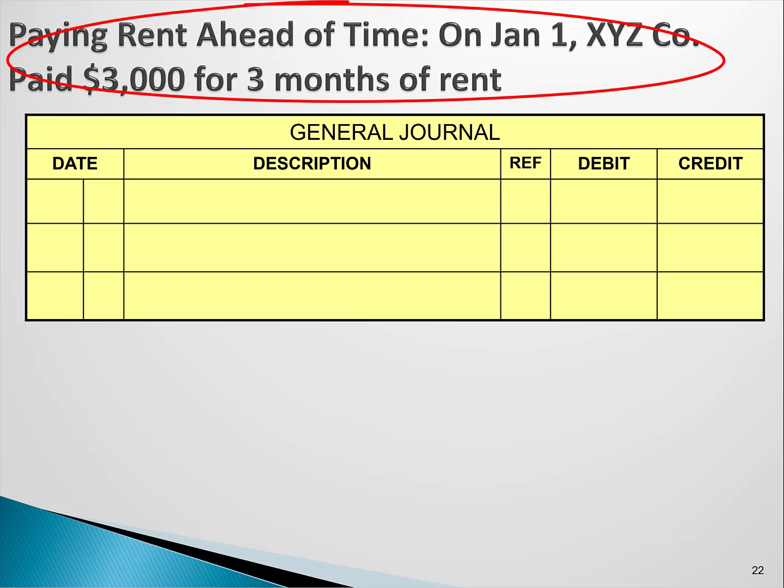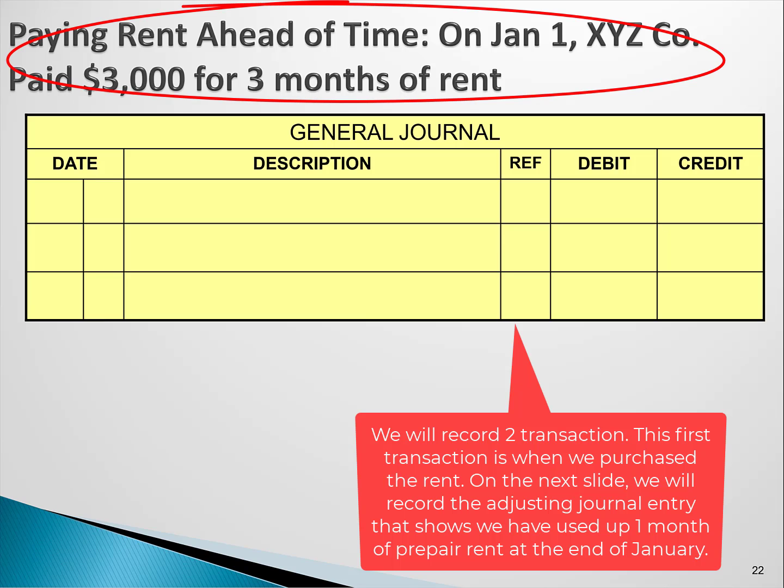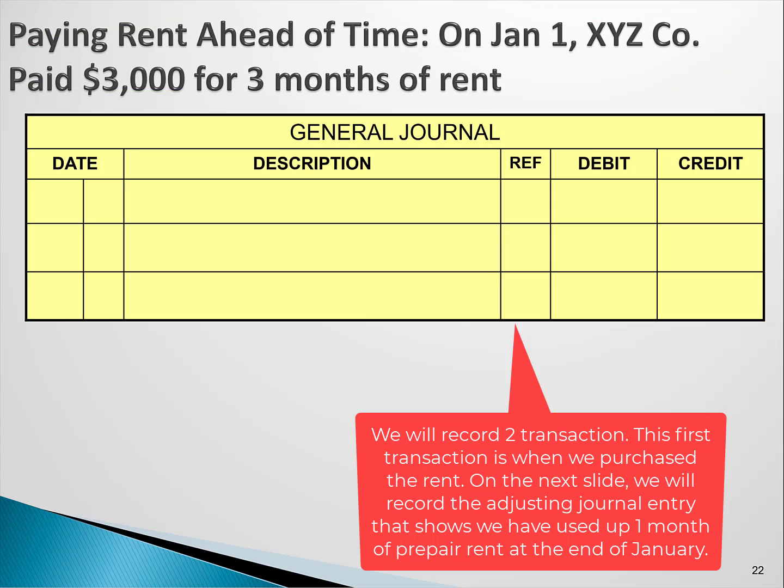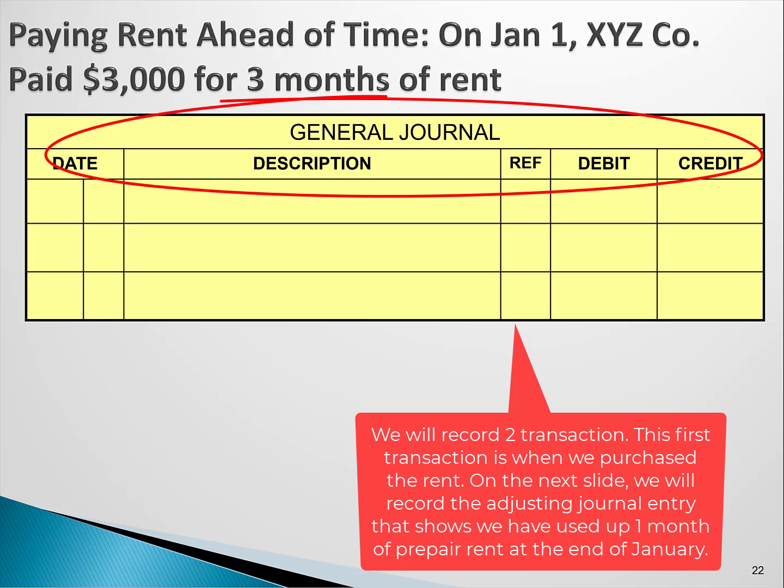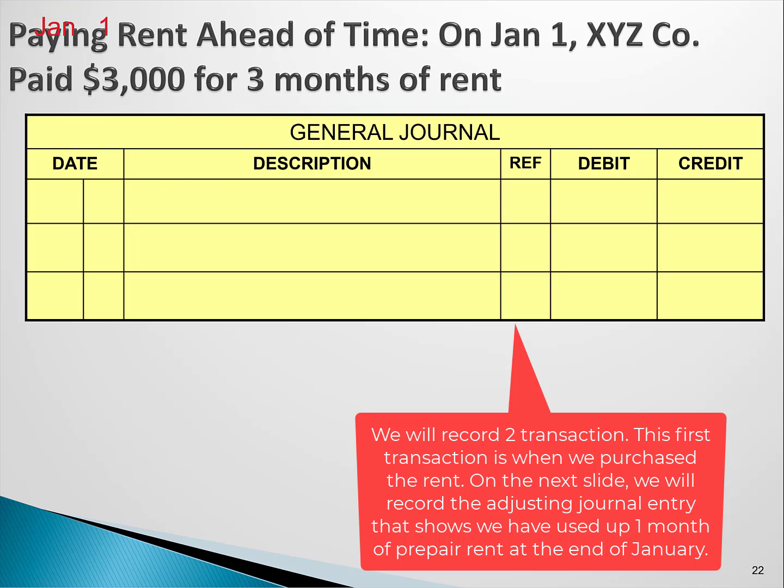So it looks like we're paying rent ahead of time. On January 1st, XYZ company paid $3,000 for 3 months of rent. So how much is that per month? That's right, $1,000. Isn't that nice that the numbers are nice and round? In the real world, they're not going to be nice and round. Anyway, the first thing we need to do when we prepay this rent is enter it into the journal, also called the general journal. So we need to use the date. That was January 1st.